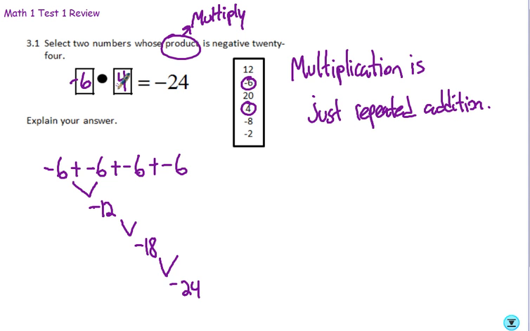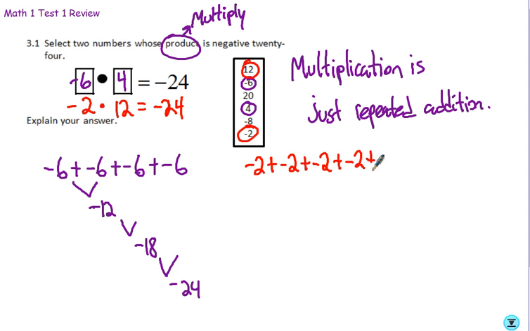Could we have done that with another number? Let's double check over there. Looks like we could have done negative 2, and how about 12, right? So let's see, would this have worked? Maybe same idea on that one: take negative 2 and add it up 12 times. Well, this is a good example, again, of why we multiply. I don't want to write all this out. This is way too much, to take negative 2 and write it out 12 times.